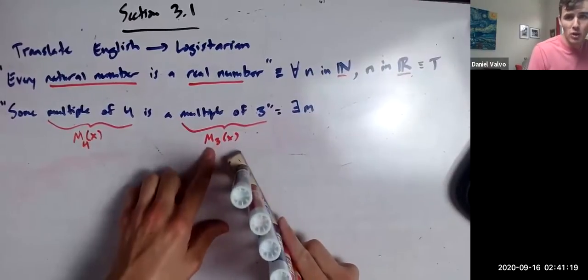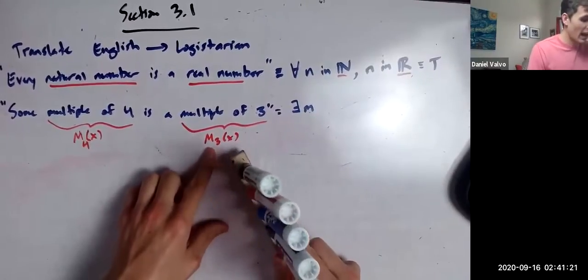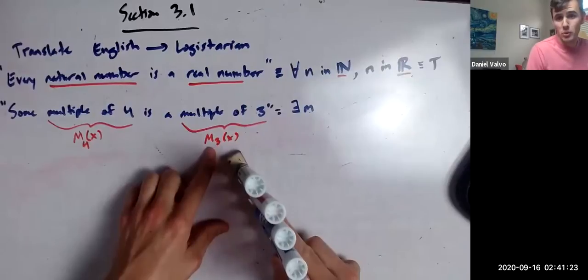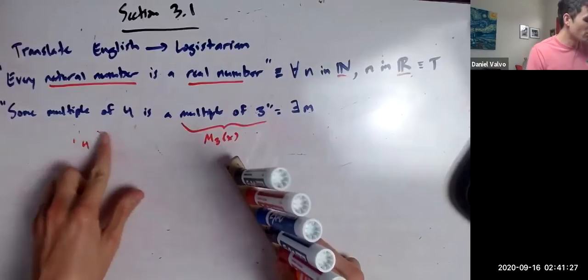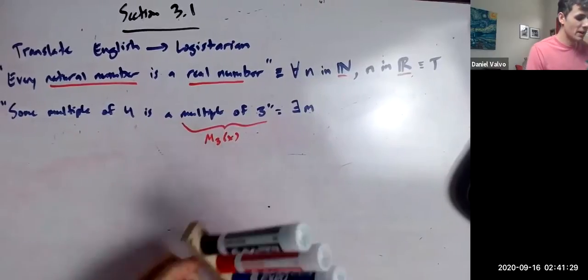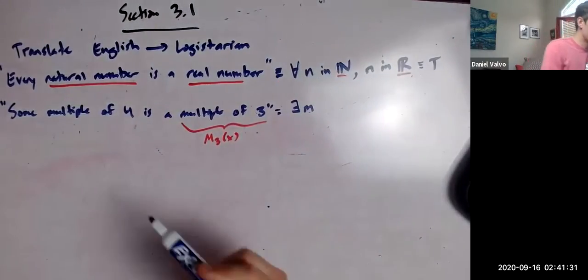That's saying something about, like, I want to be able to plug in an X, and it'll tell me if it's a multiple of 3 or not. True if it's a multiple of 3, false otherwise. But multiple of 4, I kind of want that to be my domain. So I don't really want that to be a predicate. I just want that to be a straight up set. So I'm just going to call it D.